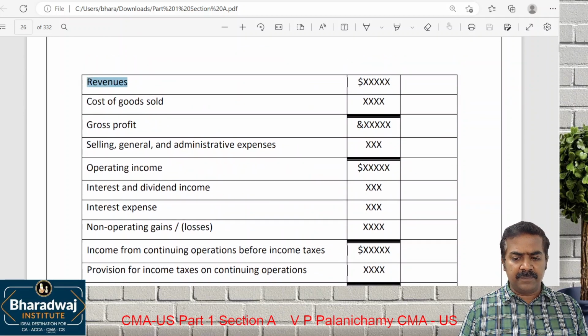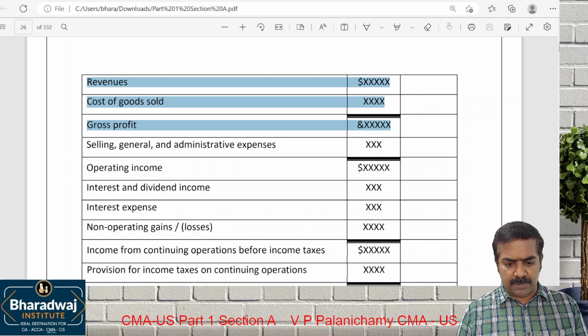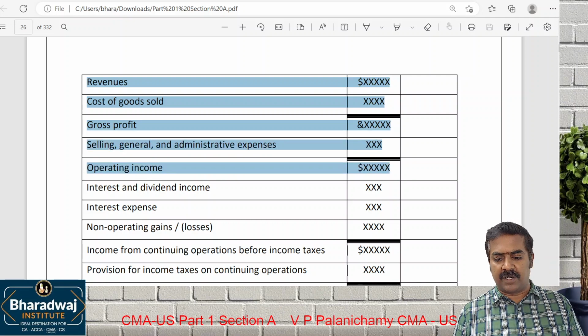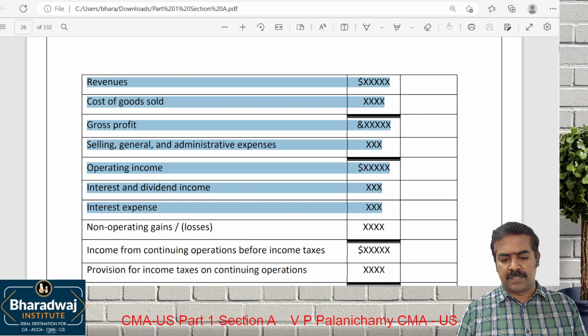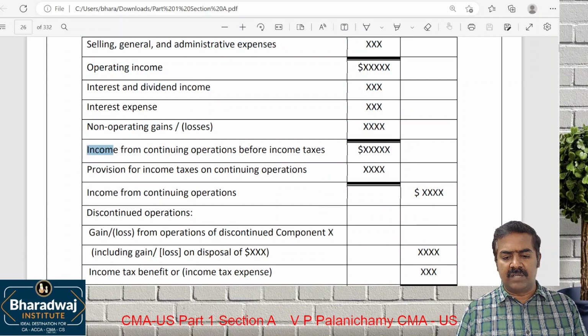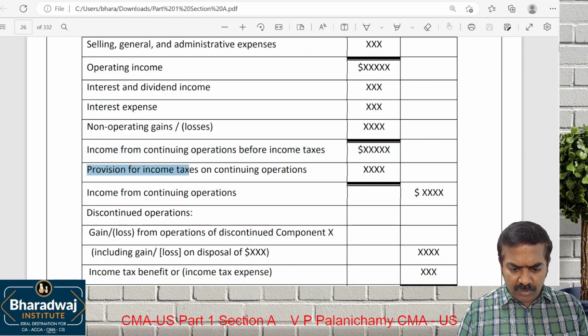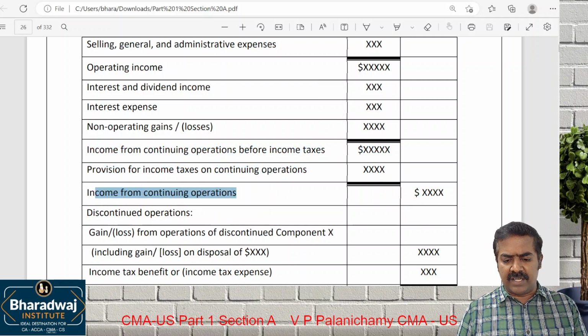How to prepare the income statement? Take revenue minus cost of goods sold, you get gross profit. Deduct usual operating expenses, you get operating income. Take the interest and dividend incomes, take the interest expense. If you find any gain or loss on sale of assets, this will give us income from continuing operations. Then provision for tax, because when you earn income, you have to pay tax. This will give us net income after tax.